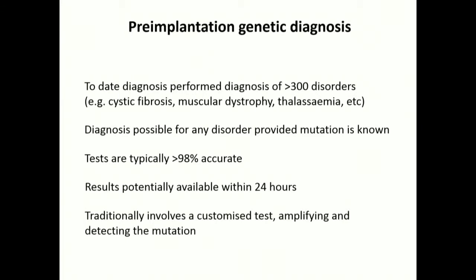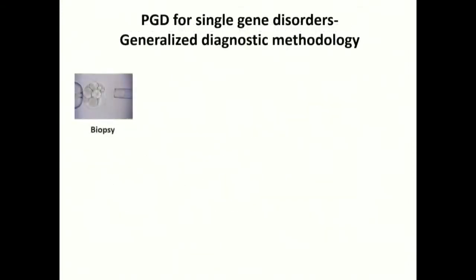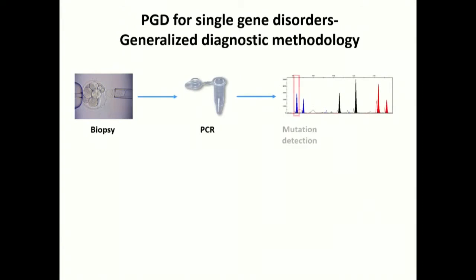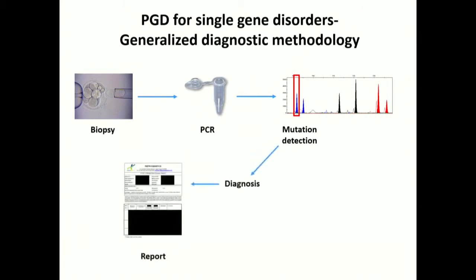A rapid test is usually available. The only limitation, I guess, has been that traditionally PGD has involved a customized test. Most patients have ended up having a unique protocol designed just for them. And the reason for that is, of course, that the off-the-shelf kits that you can get for diagnosis of some common disorders really aren't designed to work in single cells. The typical methodology has been something like this. You biopsy the embryo, you do a PCR, in fact usually a multiplex PCR, you amplify the mutation site, and you can detect that in any of a vast number of different ways that you're all very familiar with. That allows you to make your basic diagnosis.